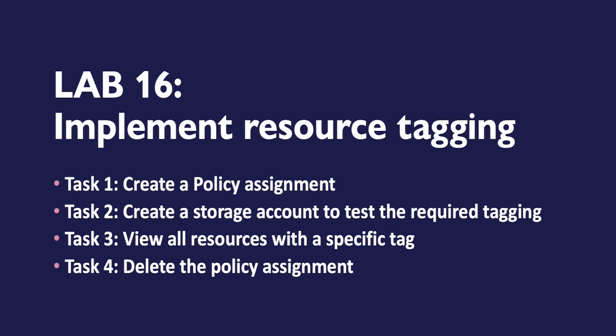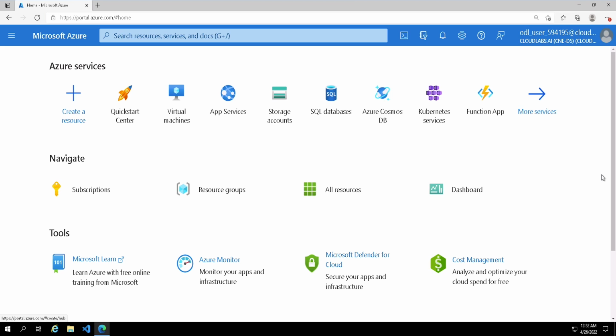In this lab exercise, we are going to create a policy assignment that requires tagging, create a storage account and test the tagging. Then we will review with the specified tag and remove the tagging policy. Let's go and do that. First, let's go and create a policy. Regarding Azure Policy, I will create another lab specifying what Azure Policy is and things like that. For this tagging, I just want to create a policy to test this.